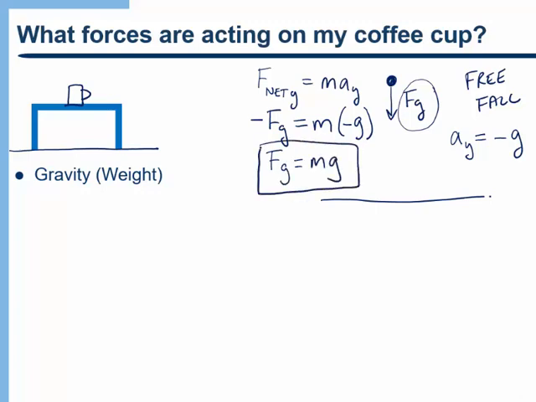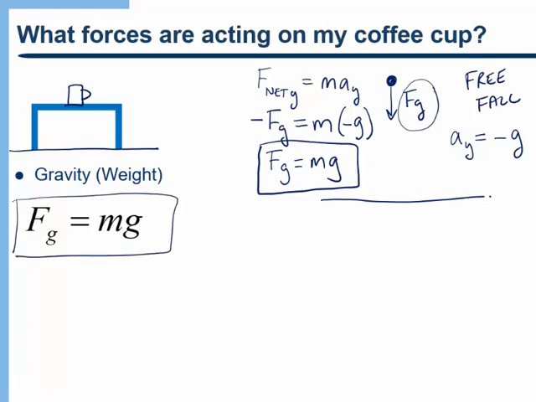So just because we understand what happens when an object falls, we find that the force of gravity is just equal to m times the acceleration due to gravity. And that is the quick way to calculate the force of gravity or weight of an object.